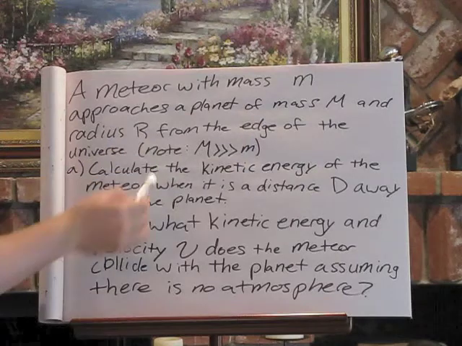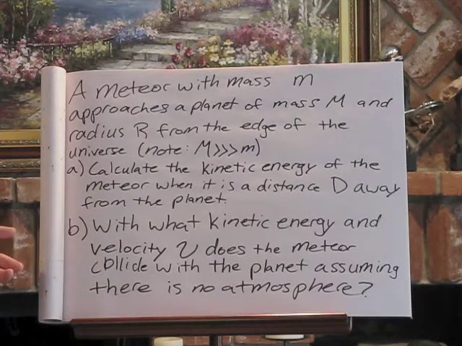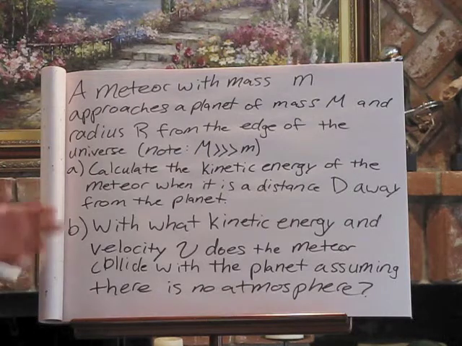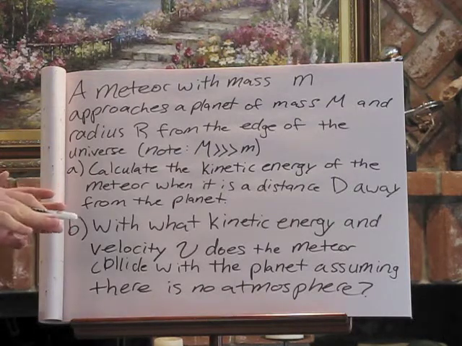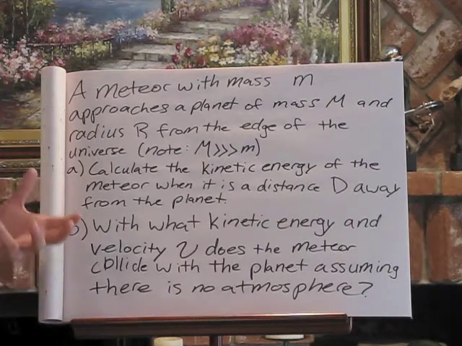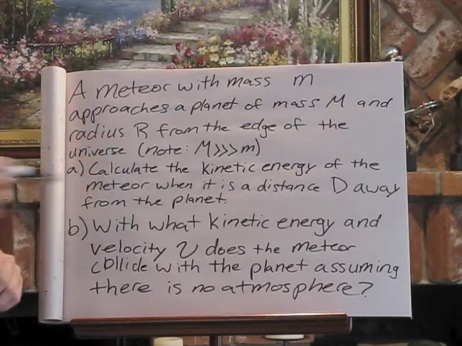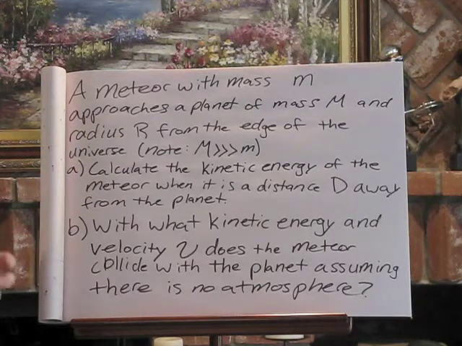is this edge of the universe part. Well, remember how we defined gravitational potential energy. Gravitational potential energy at an infinite distance away from an object is defined as 0. That's basically because, mathematically speaking, we're dividing by infinity. The radius is infinity. The distance away is infinity. And so this is basically saying that our initial potential energy is 0.